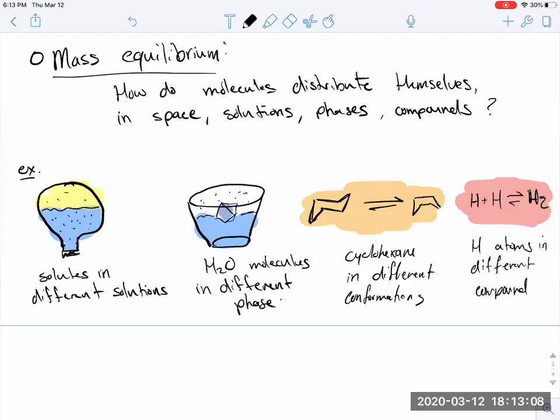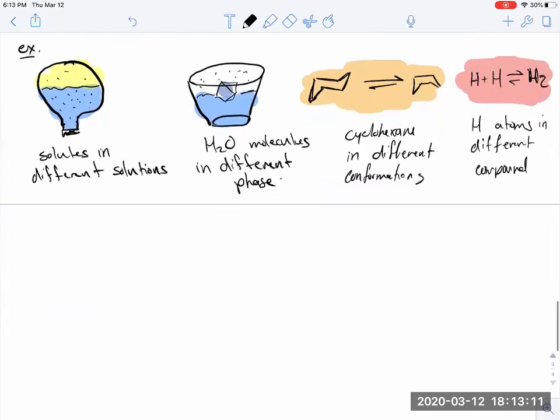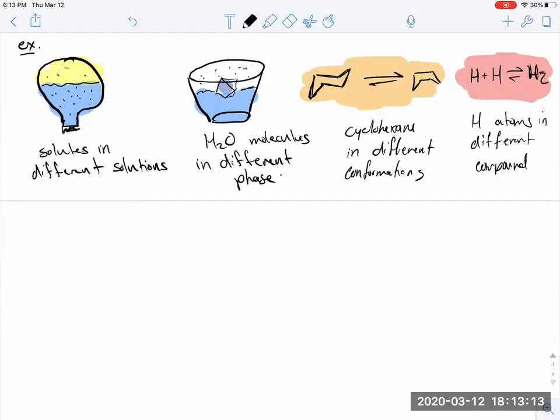And in fact, all of these questions are answered by the same sort of tool. It's a tool we've already introduced, namely the chemical potential. It provides a compact way to address all of these questions.